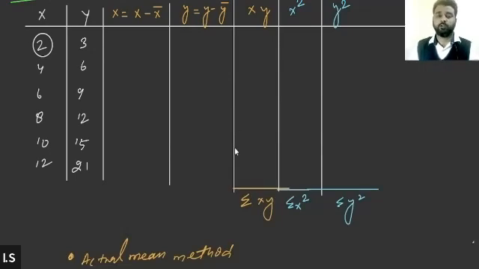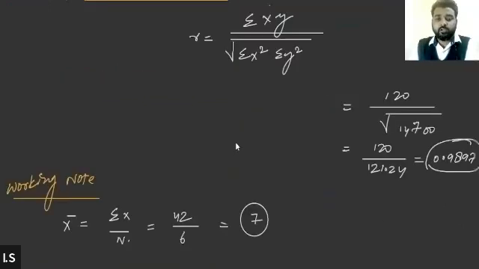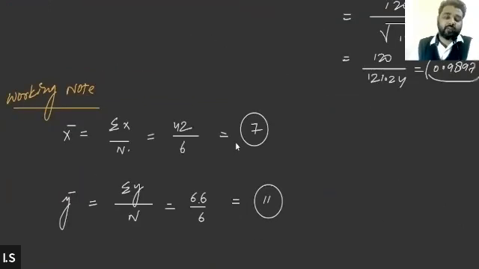Yes, sir. Okay, so I have made a working note here for calculation of the mean of X and the mean of Y. This is how we will calculate the mean of X series: sigma X upon n. The sum total of all the X items given in the question will be 42, and the number of X is 6. Then we simply divide 42 by 6 and we get 7. So this will be the value of the mean. Is this clear to you?